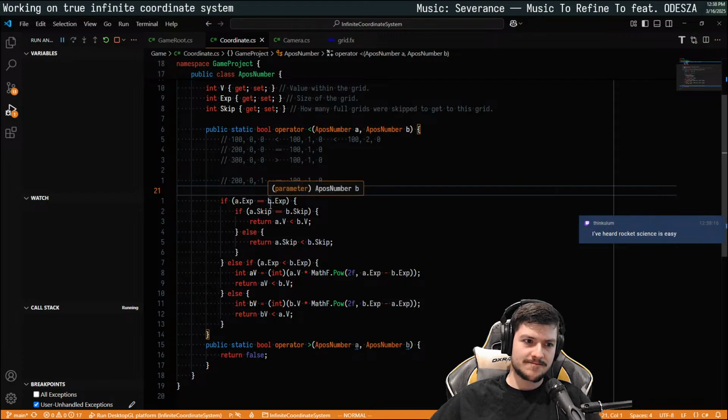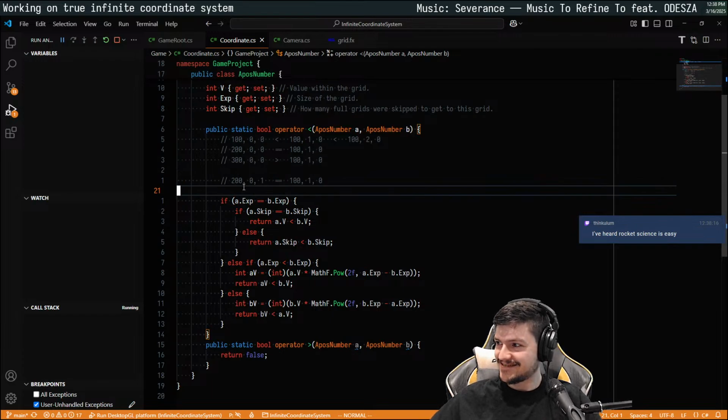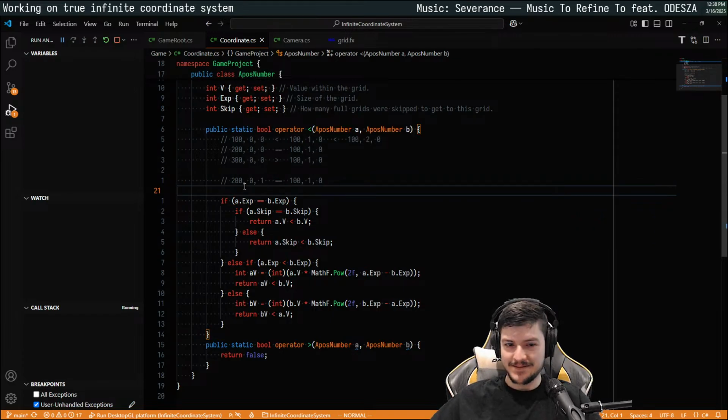If the exponent... Oh, really? Now I'm starting to starve. I guess it is already past noon.